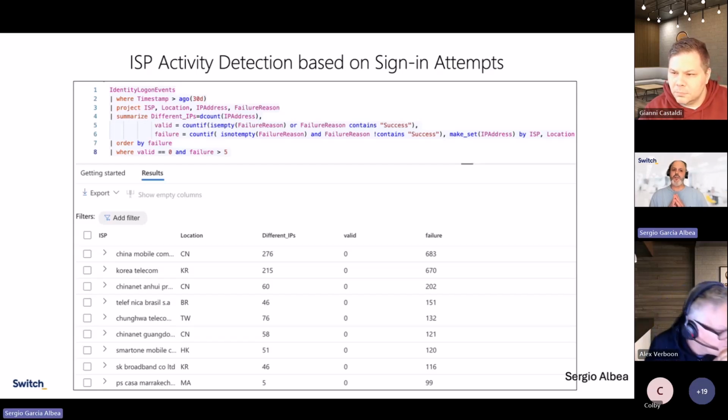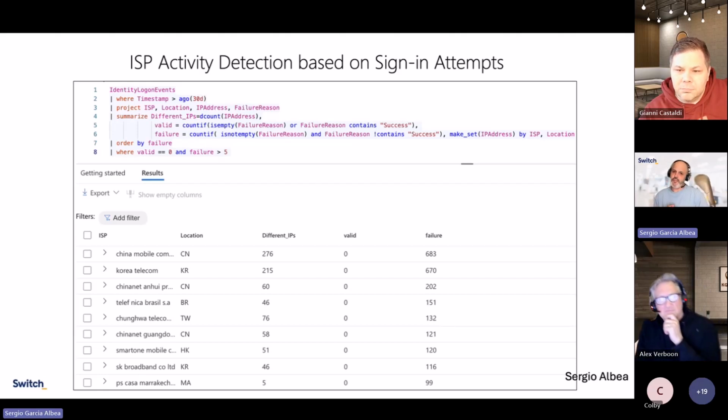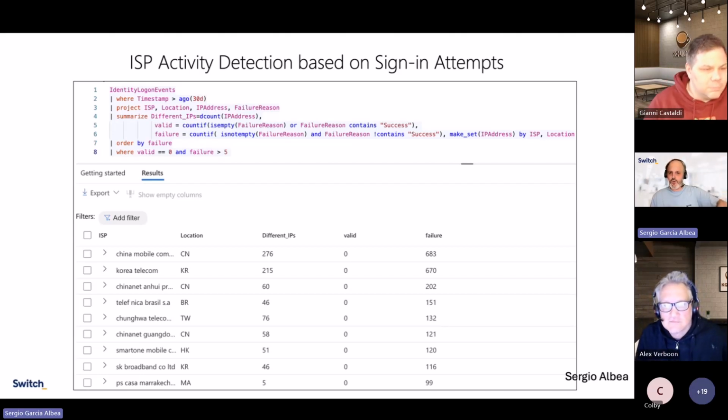using this KQL query, you can identify during the last 30 days, as you can see in the query, an ISP China Mobile, they are using more than 200 different IPs, and all the sign-in attempts failed. That's all. Second one, the same, Korea Telecom. That's all. So at the end it depends on the ratio that you want to decide. I have more than, I don't know, 100 different IPs with zero valid. I want to have an alert every time that there is a success. So it depends at the end on everyone.